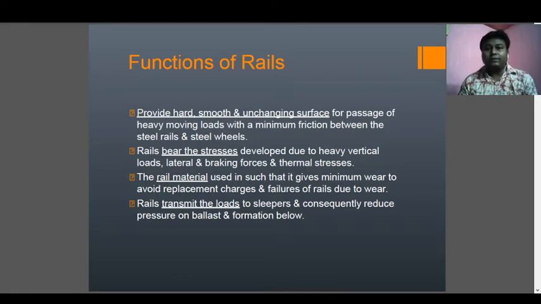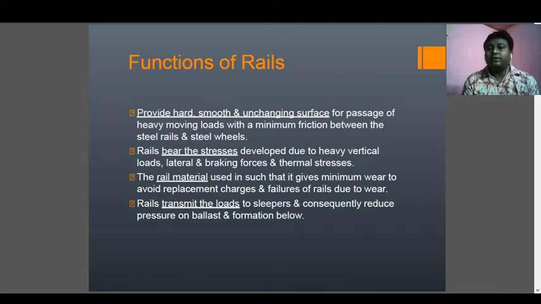The first thing we discussed is providing a hard, smooth and unchanging surface. If we used some rough type of material instead of steel, the surface would be different. When vehicles are moving, the surface may change. But for steel rails, it is very tough to change the surface of that railway track. The rails bear the stresses developed due to heavy vertical loads, meaning whatever loads come on the track due to the heavily loaded train. So these are some functions, meaning why we provide the rails.